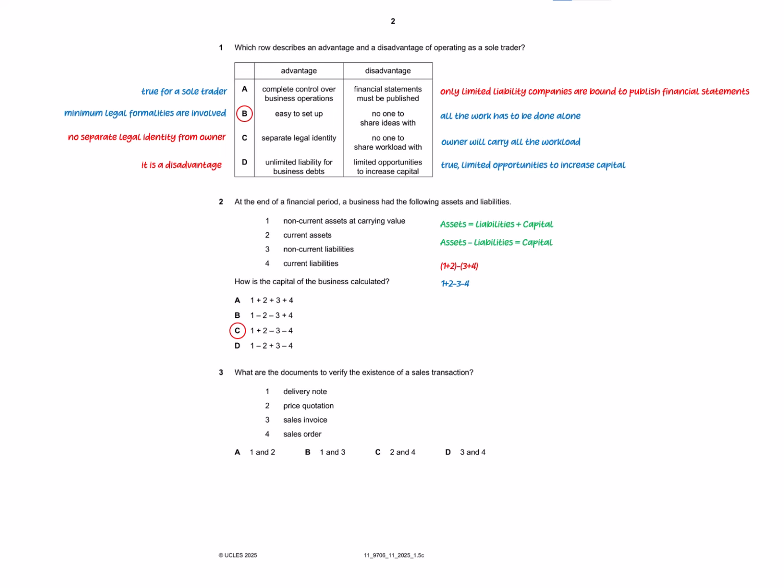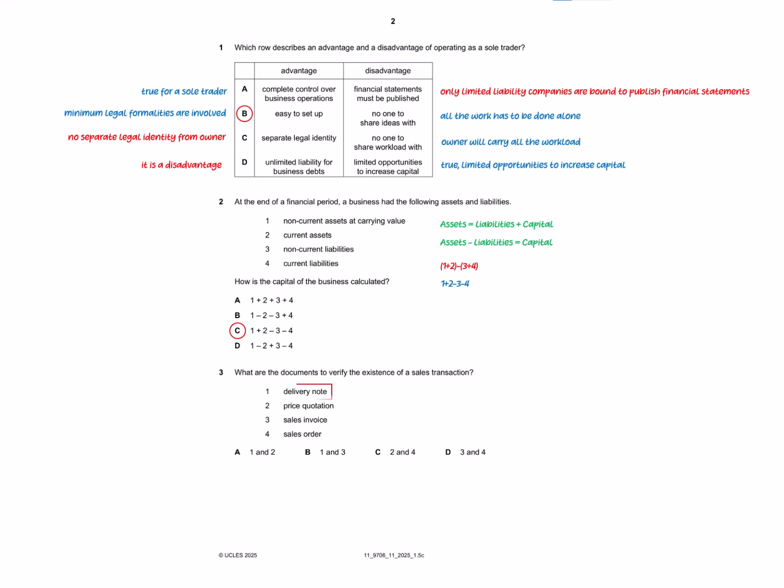Question number 3 is written as: what are the documents to verify the existence of a sales transaction. Below, 4 different documents are written, but we have to identify which documents indicate that the sales event has actually occurred, meaning which documents are issued after the sales has taken place.